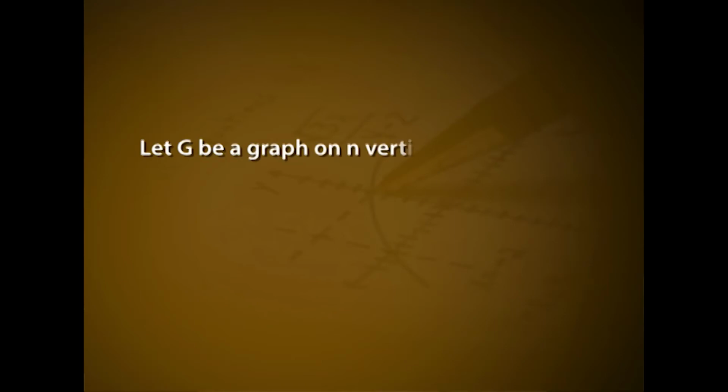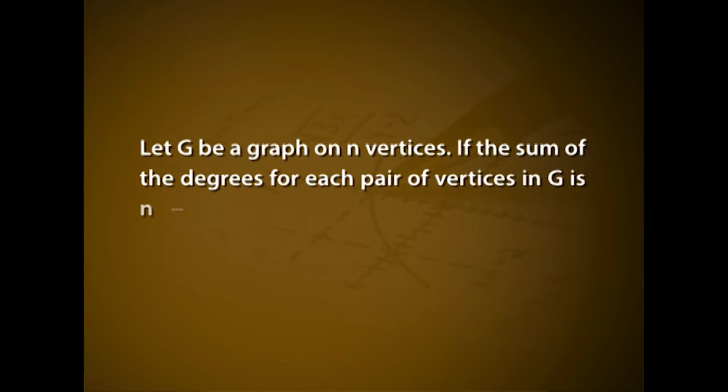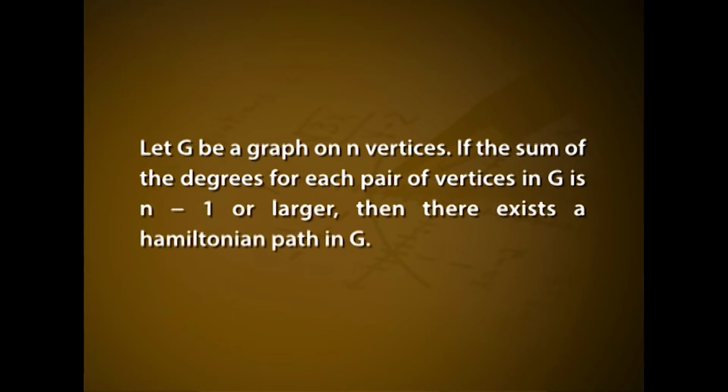The following theorem assures a sufficient condition for the existence of a Hamiltonian path in an undirected graph. The theorem states that let G be a graph on n vertices. If the sum of the degrees for each pair of vertices in G is n minus 1 or larger, then there exists a Hamiltonian path in G.